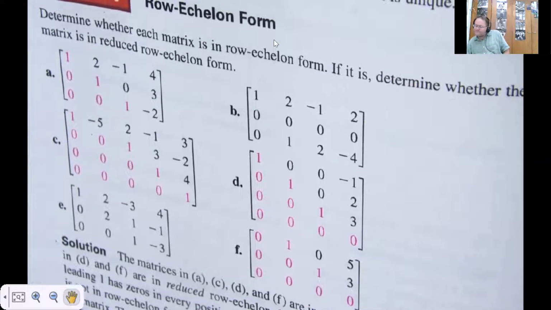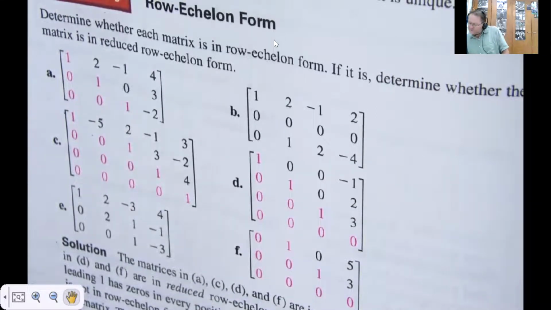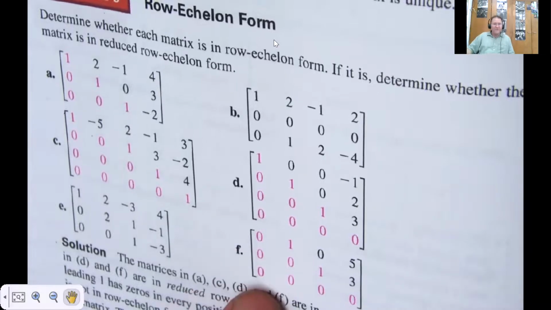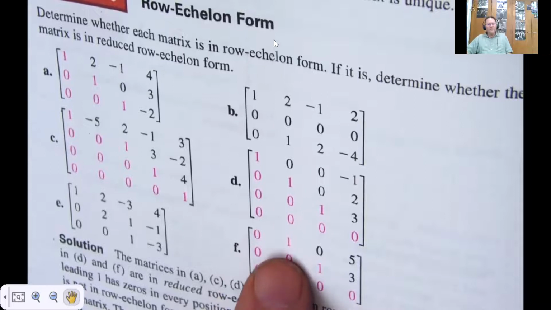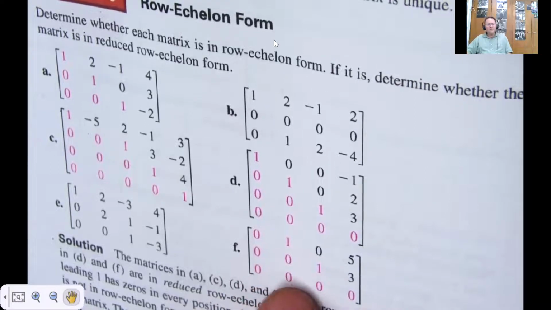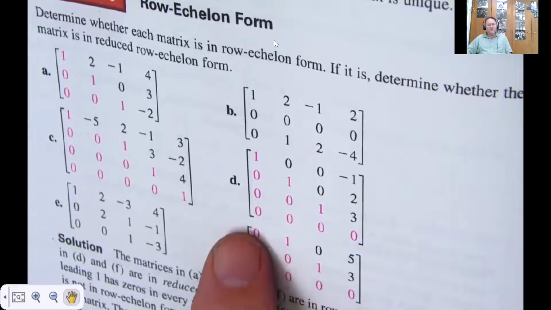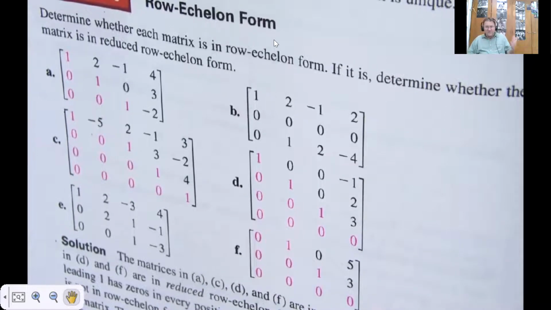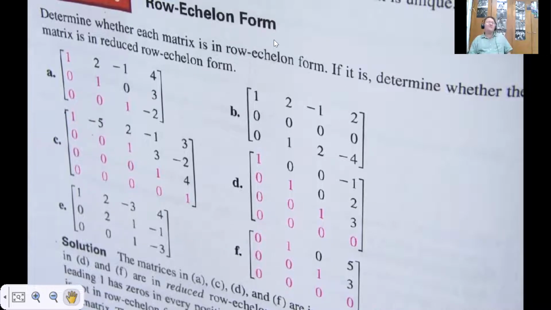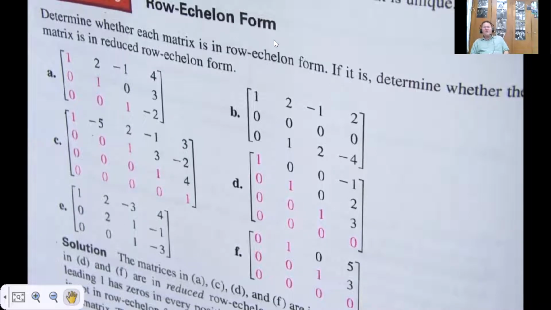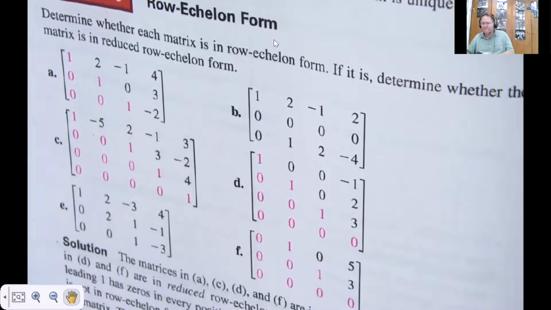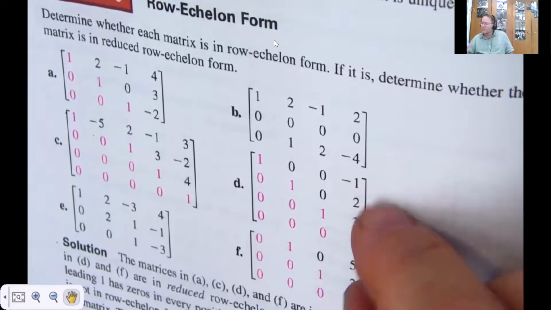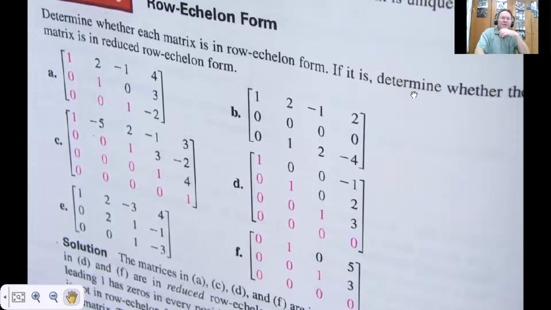Let's see if the solution says that. Oh, F. It says F too. I didn't even look at F. In this one, you can see everything below that one is a zero, and everything above and below that one is a zero. So that's reduced row echelon form as well. If anything is in reduced row echelon form, it's got to be in row echelon form. But just because it's in row echelon form does not mean it's in reduced row echelon form. So again, all the ones in pink are in row echelon form, and D and F are in reduced row echelon form.